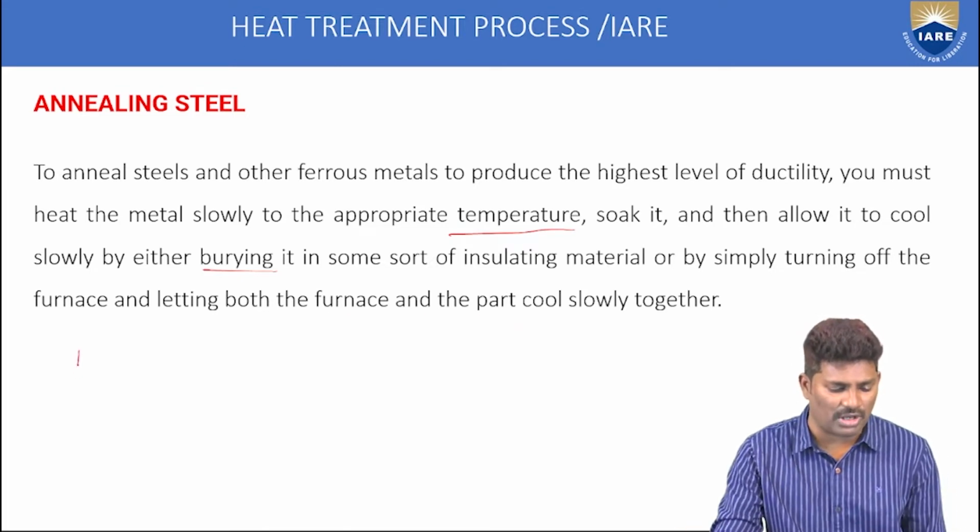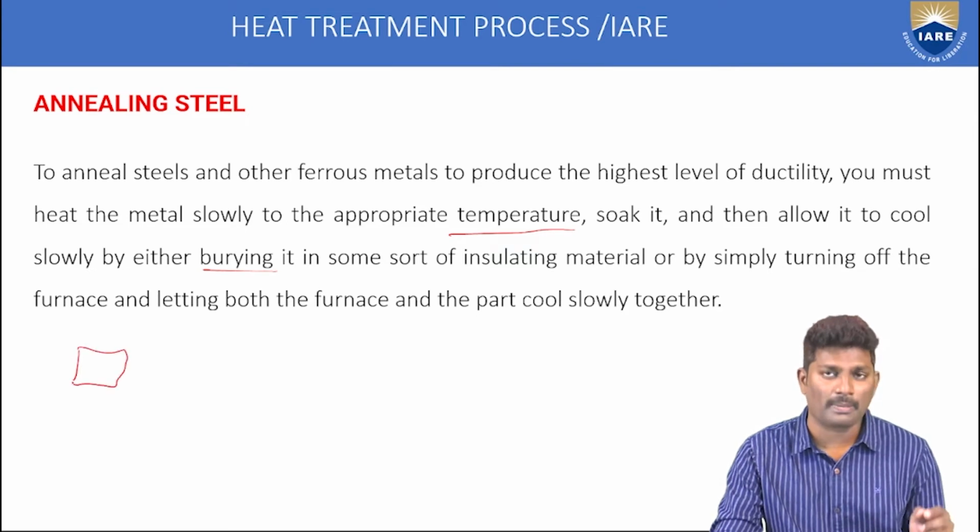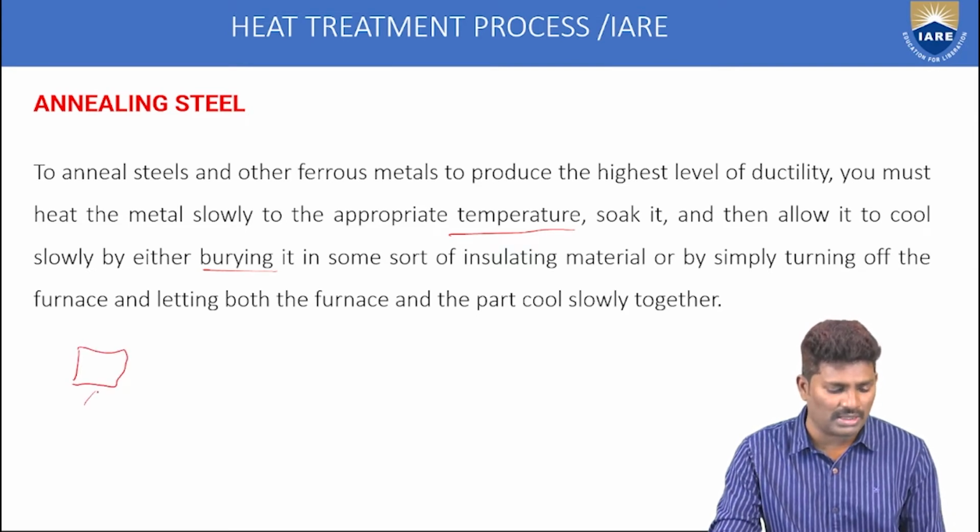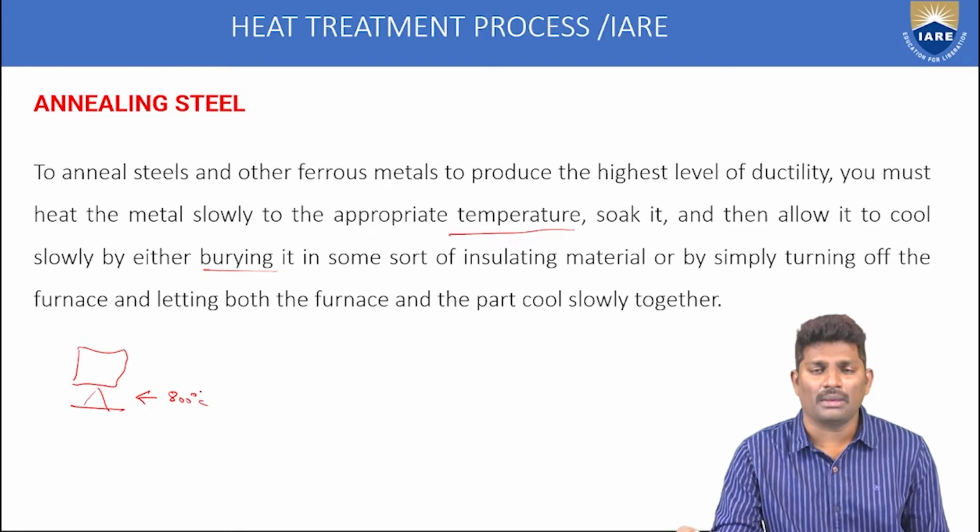So first we have to take the raw material. This is the raw material. We are trying to heat the material to around 800 degrees centigrade. That is below the maximum temperature at which the metal reaches the molten state.